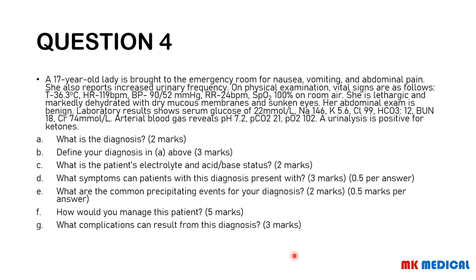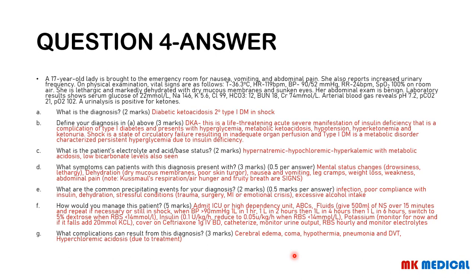Here comes the answer. So as you can see, first things first, we can agree that this person is dehydrated and possibly in shock. If we look at their BP, even though their systolic is not below 90, their diastolic pressure is below 60. So we can agree that they're in shock.